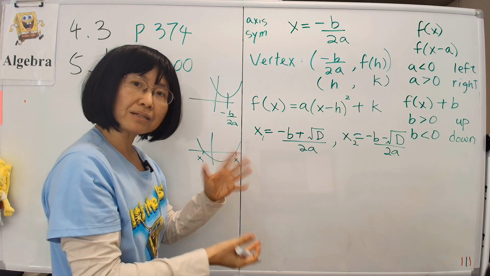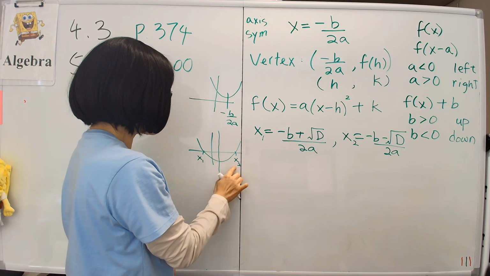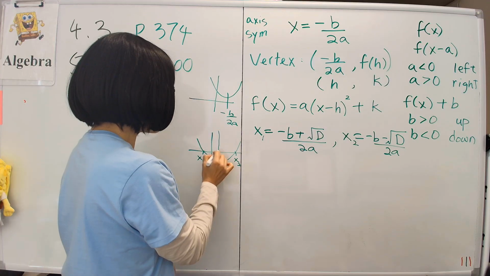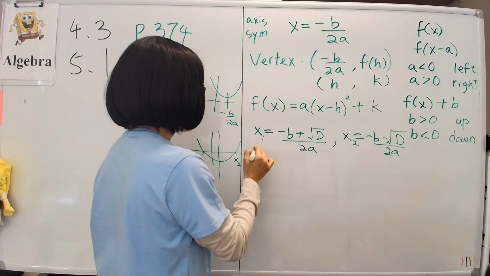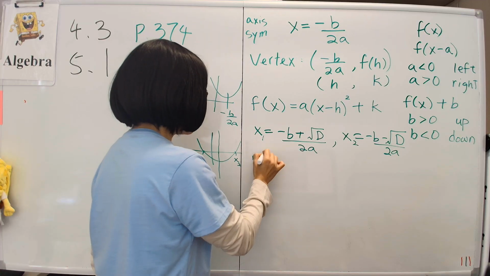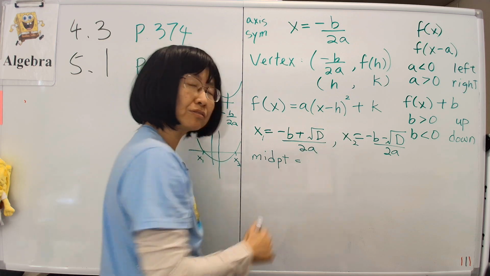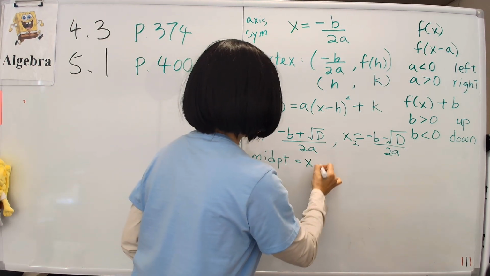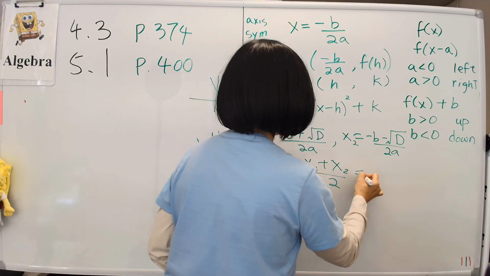Now, being that the parabola is symmetrical, if you can figure out what the middle point is between x1 and x2, that point is exactly where the vertex x-coordinate would be. And that's what we're doing. We'll take the midpoint between x1 and x2, I'll call it midpoint, which has to be equal to x1 plus x2 divided by 2, their average. So the midpoint would be x1 plus x2 divided by 2.